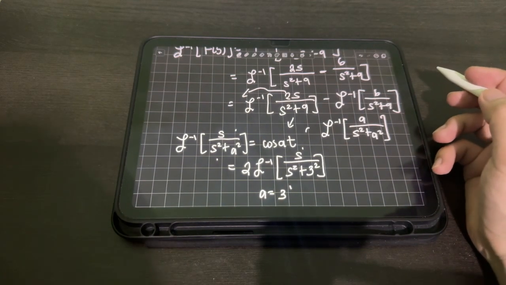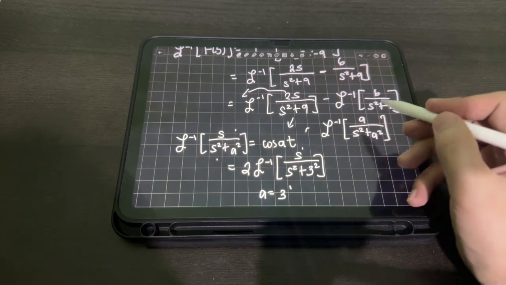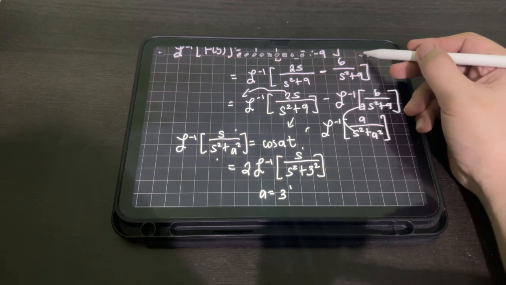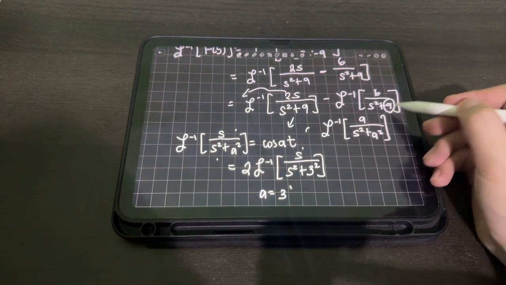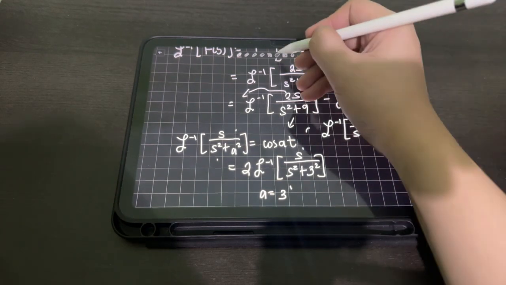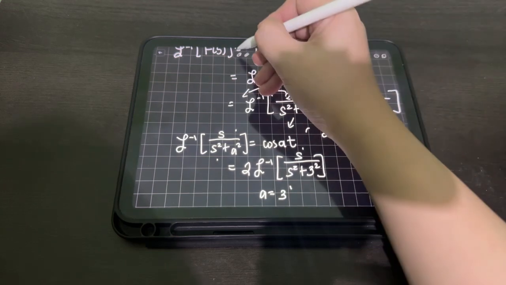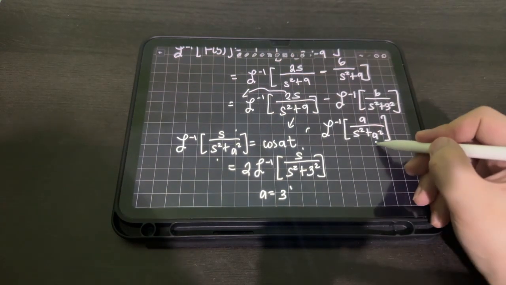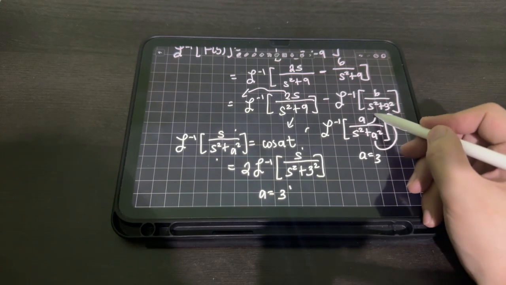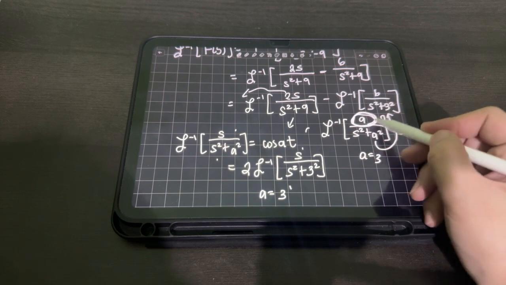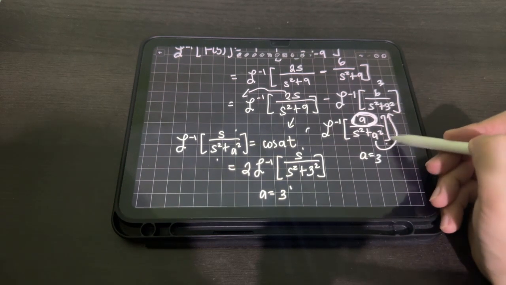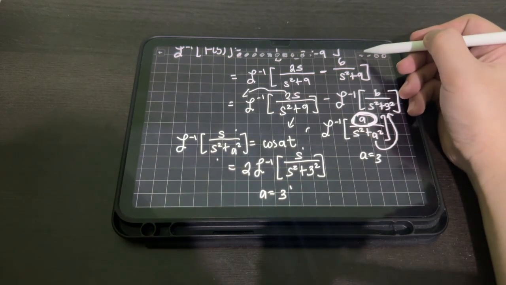Okay. So here we have s squared and we have also a squared, but we can rewrite 9 in a squared form, which is 3 squared, right? So the value of a here is 3 also. But notice in the formula that on the numerator we should have also the constant a. So we should have also 3 here so that we can apply this inverse Laplace transform formula.